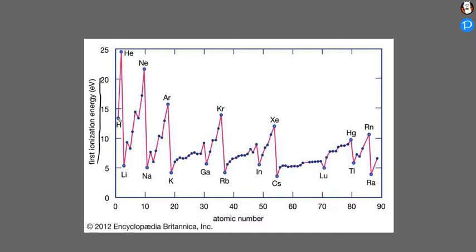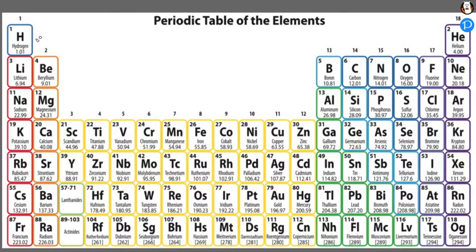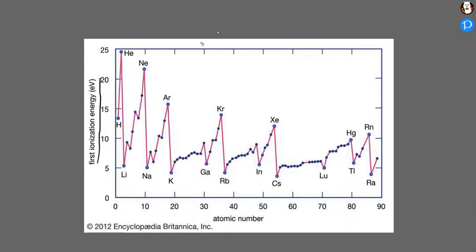Let's look at period 1. Remember, period 1 is right here, hydrogen and helium. Those are the only two elements in period 1. If I look at moving across from hydrogen to helium, and look at the ionization energy, notice there's a huge jump, right?